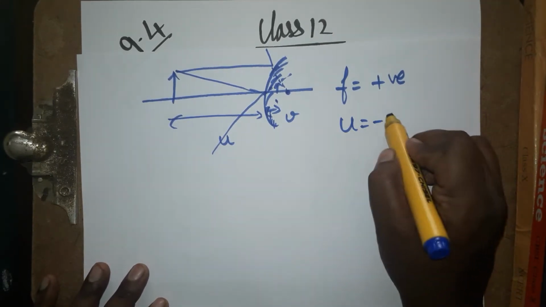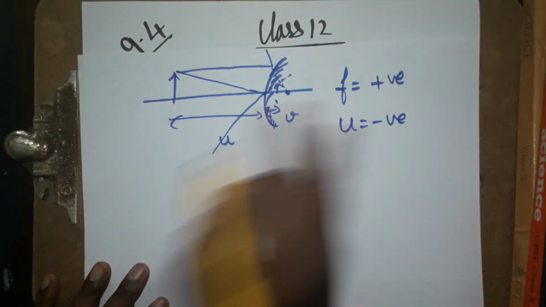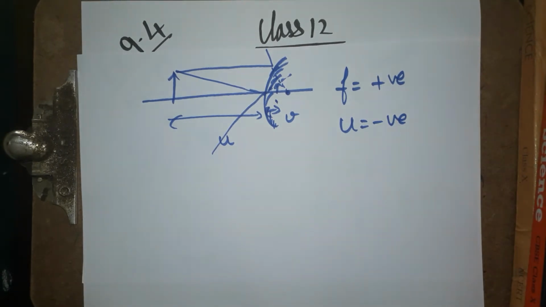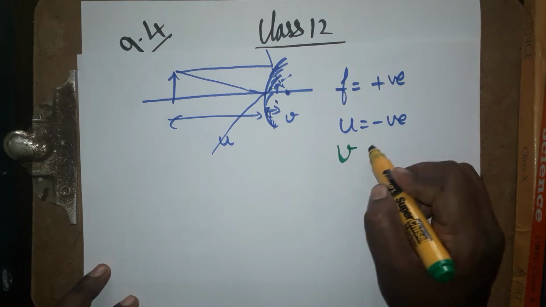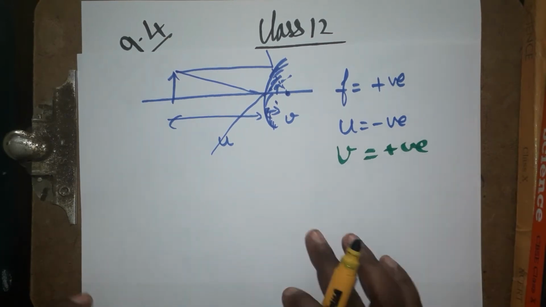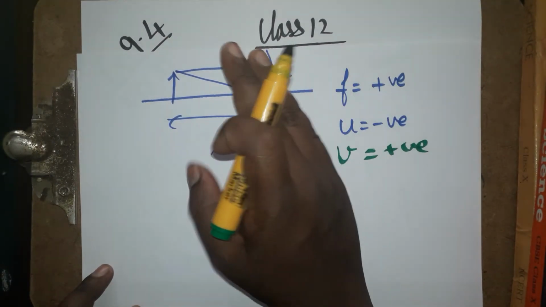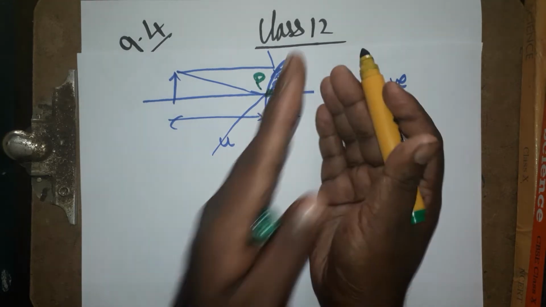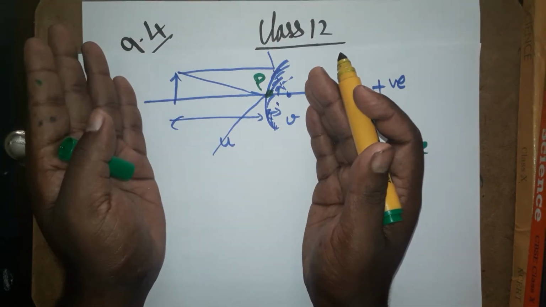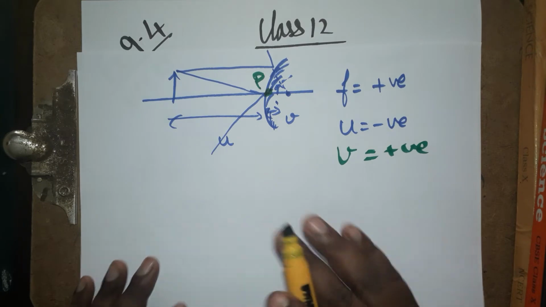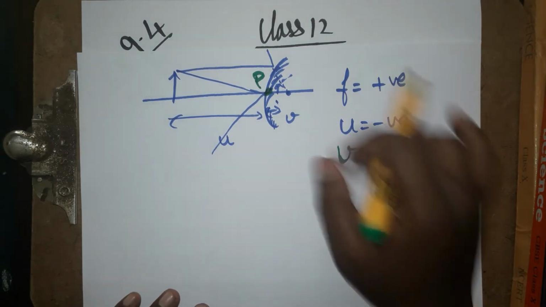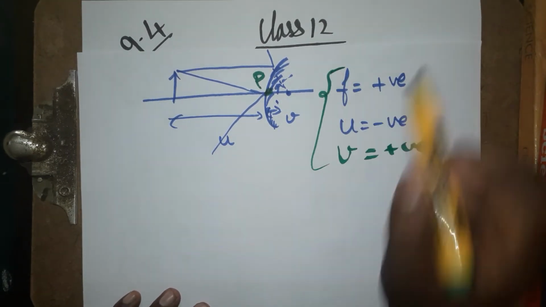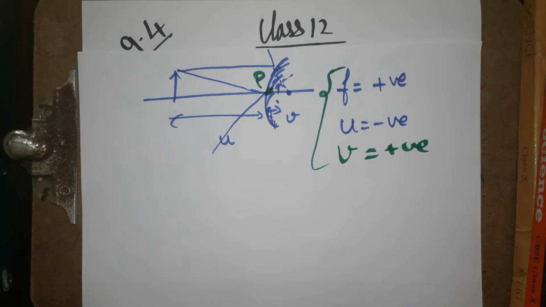u is going to be negative, because in every case u is negative. The object distance will be negative. What about the image distance? The image distance is going to be positive, because the object is placed on the left side of the mirror and the image is formed on the right side. This condition is constant for a convex mirror.